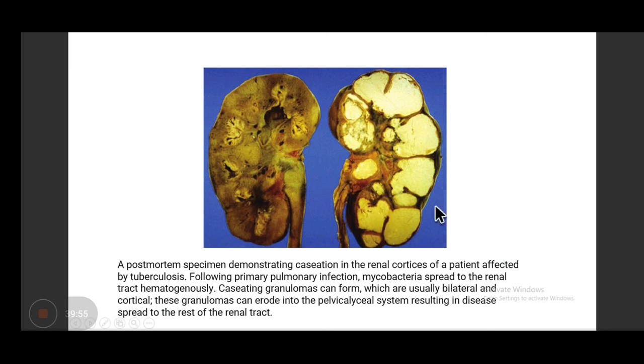Then this patient also showed renal TB, extensive renal TB. The post-mortem specimen demonstrates this caseation in the renal cortices. This white cheesy caseation involved the extensive cortices affected by TB. Following primary pulmonary infection, mycobacteria spread to the renal tract. As I told you, they spread hematogenously, and caseating granulomas can form, which are usually bilateral in both kidneys and cortical. They can also erode into the pelvic calyceal system, resulting in disease spread to the rest of the renal tract also.